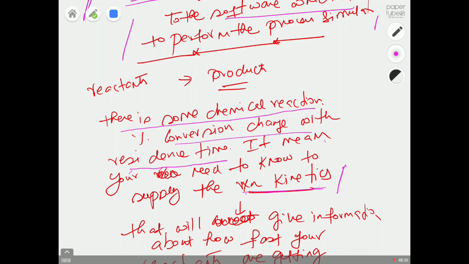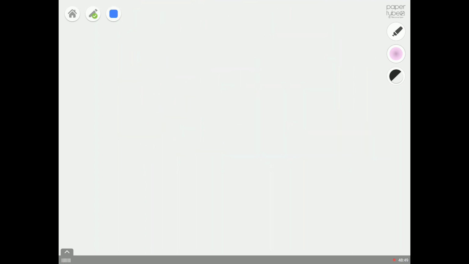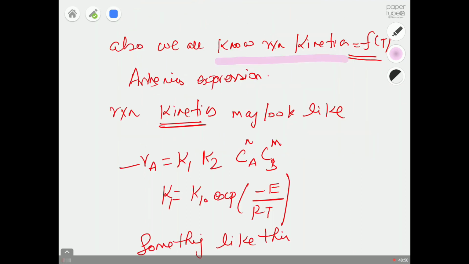So go back to highlighter. I'm going to box it. So this is one of your inputs, reaction kinetics. That's one of your inputs. Also we know that reaction kinetics increases with temperature, or is a function of temperature.